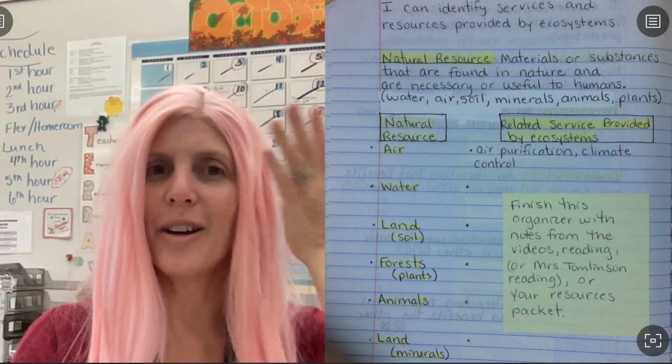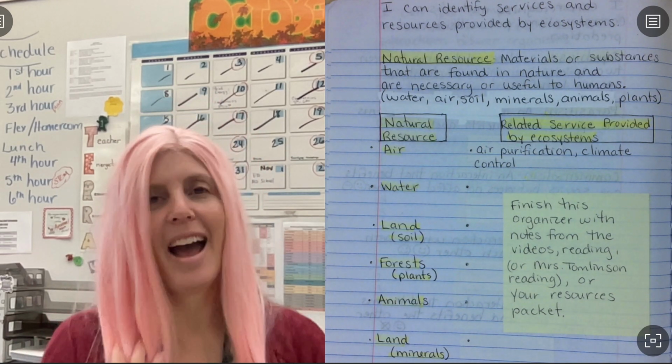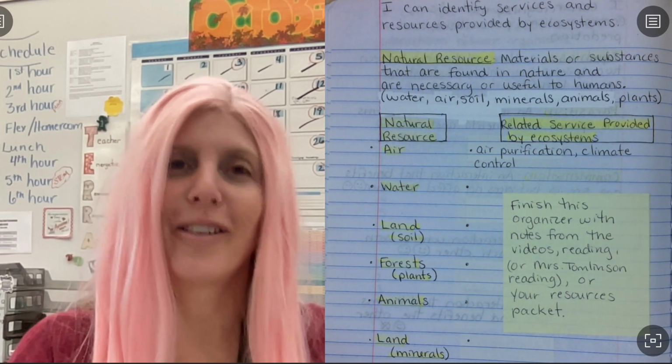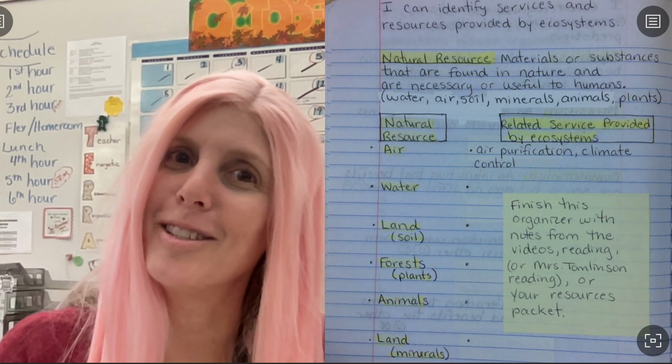Wait, did you notice something different about my hair? Isn't it lovely? I had a special request from a student to wear a wig today, so here you are. Fancy wig for my fancy students.